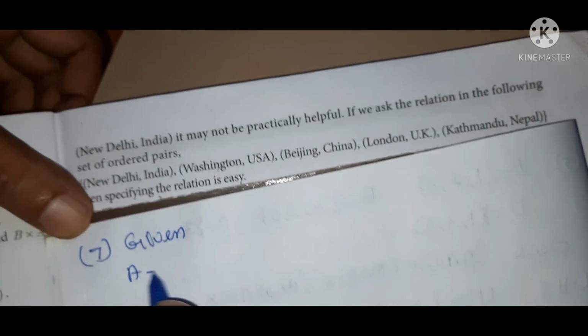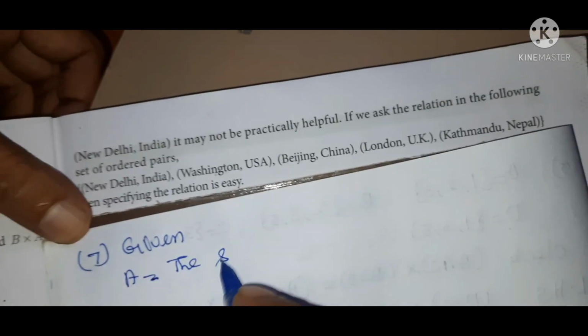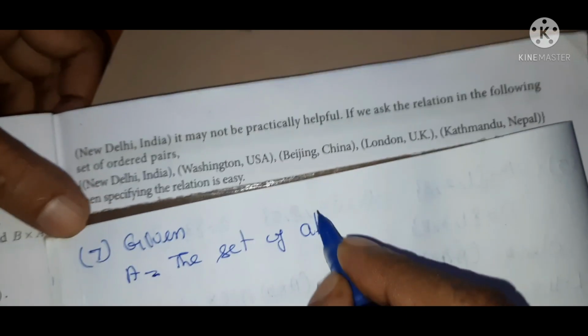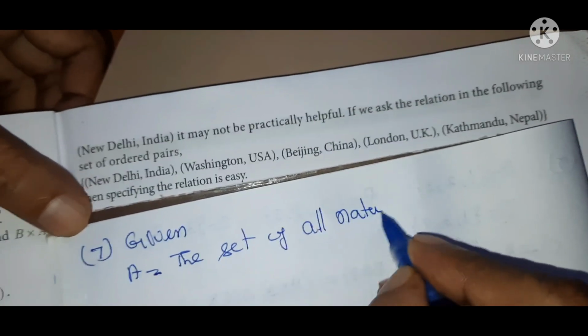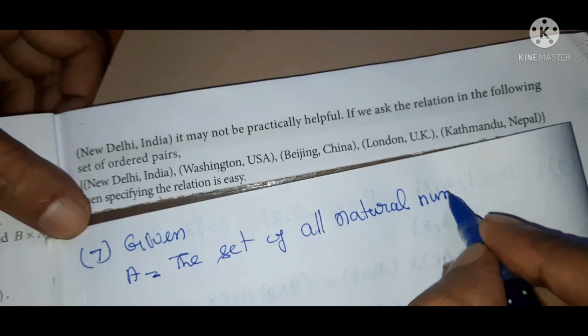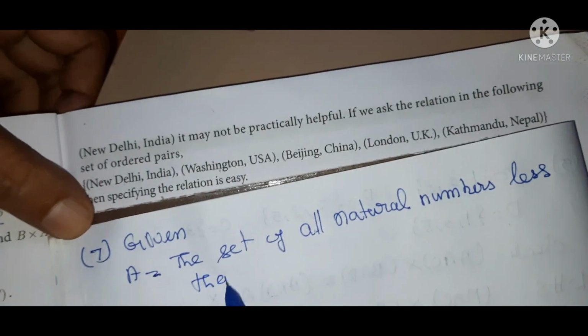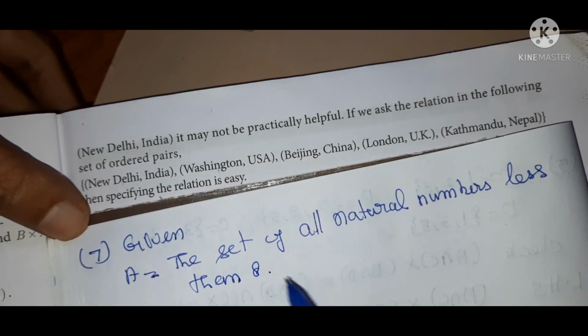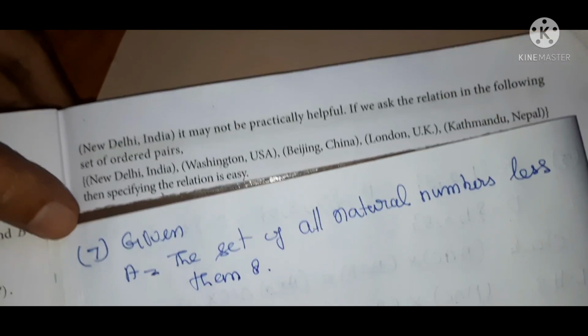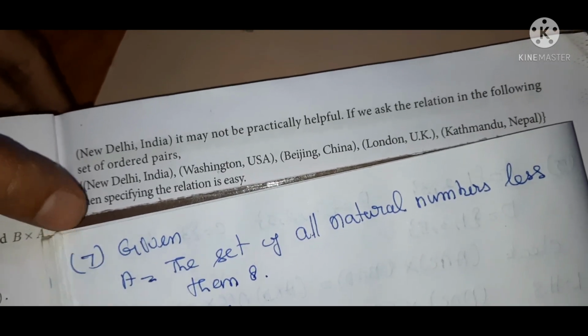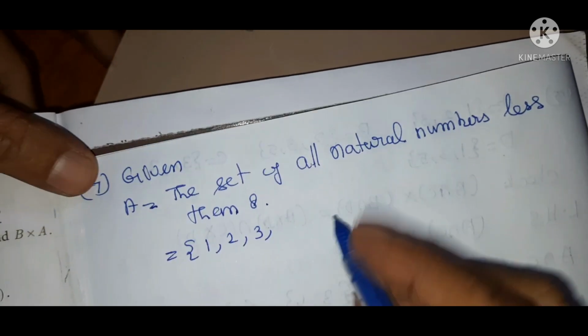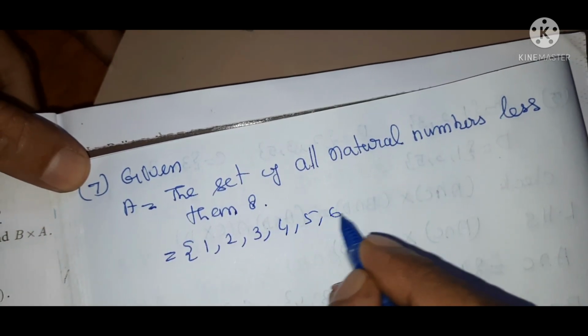Given: A is the set of all natural numbers less than 8. So A is 1, 2, 3, 4, 5, 6, 7.